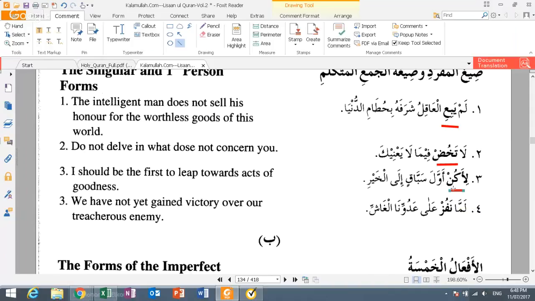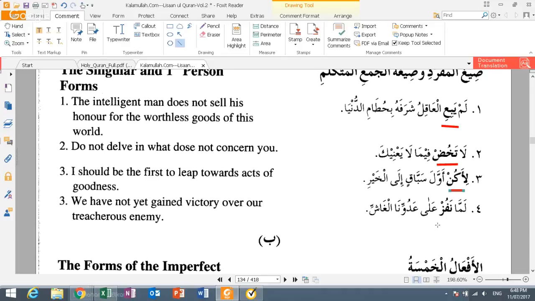Wa akunu, wa akunu. Now here li akun. The waw is dropped. Basically, what is dropped from the five? Wahid muzakkar ghaib, wahid muannas ghaib, wahid muzakkar hadir, and wahid mutakallim and jamma mutakallim. So akunu, basically wahid mutakallim, we put the lam, lam al-amr. What happened? The waw is gone and we put the sukun on lam kalima. That is known here: li akun.